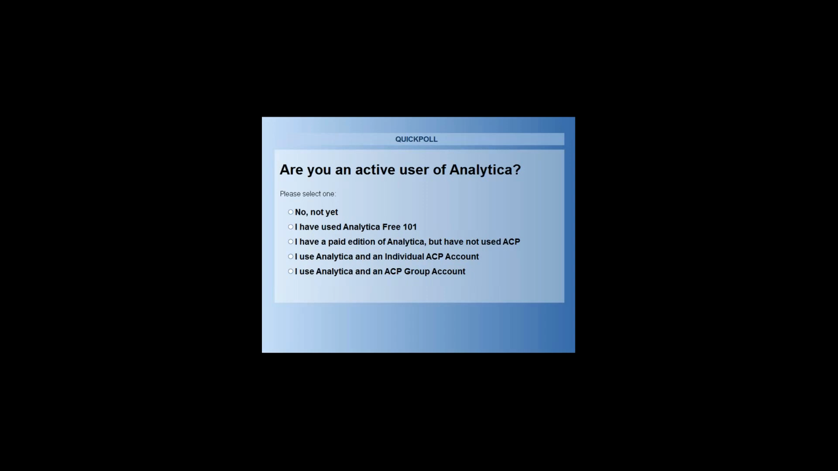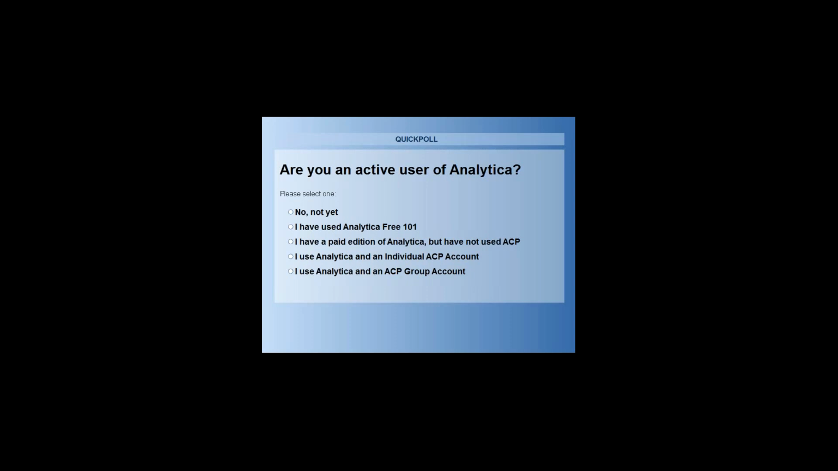What I'm seeing is that right now there's nobody who's never used Analytica. Somewhere between 30 and 40% have used Analytica Free 101, which incidentally does come with ACP, so you can actually try out ACP even with the free version. And about 17% have a paid version of Analytica but have not yet used ACP. 25% use the individual ACP account, and 25% use the group account. And I'll talk a little bit more about those in a moment.